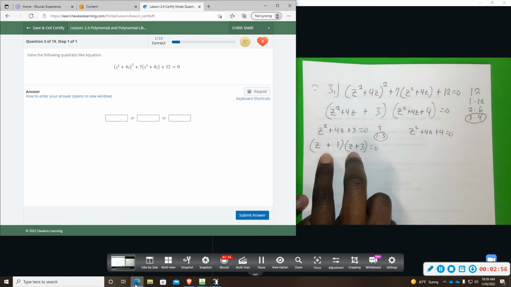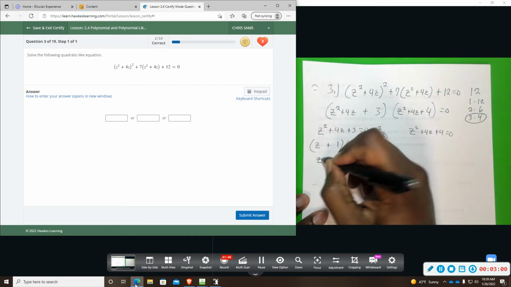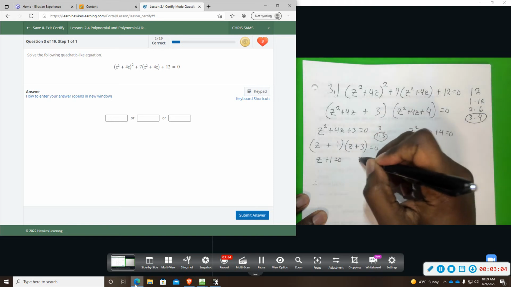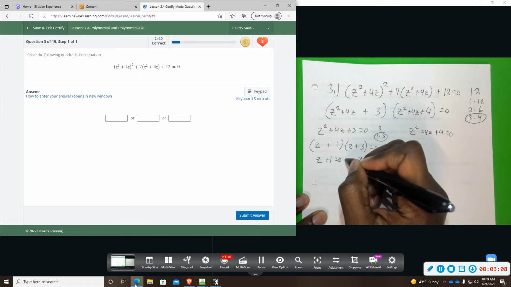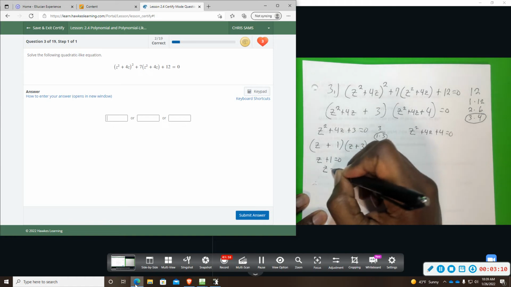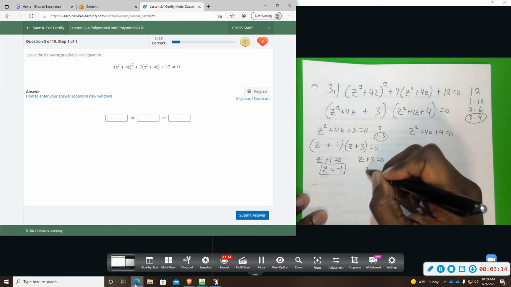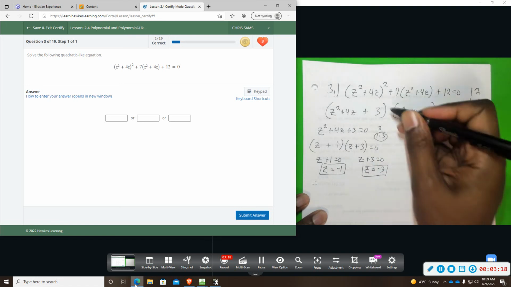All right, so here are my 2 terms. I'm going to set each of these equal to 0 and solve. So z plus 1 equals 0, and z plus 3 equals 0. I will subtract, and that gives me z equals negative 1. Subtract, and z equals negative 3. So we get 2 answers from that side.